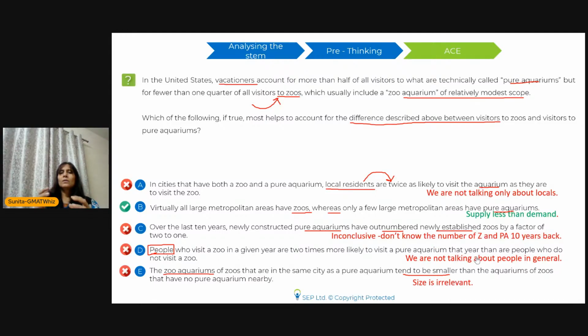Look, you want this to be crisp. Siddharth, can you see how the word people is a dead giveaway? I want to understand the difference in visitors. So if something is talking about vacationers or if something is talking about non-vacationers or locals, I can still infer something from it. But people, which people?